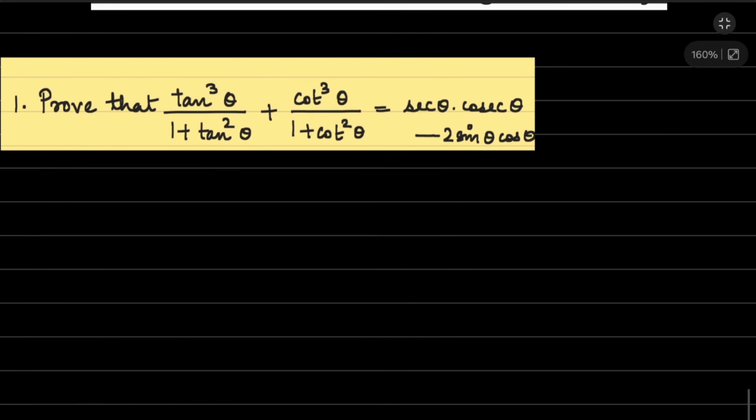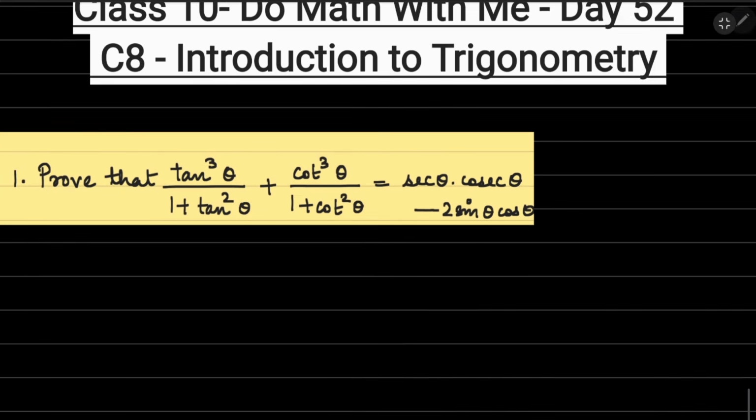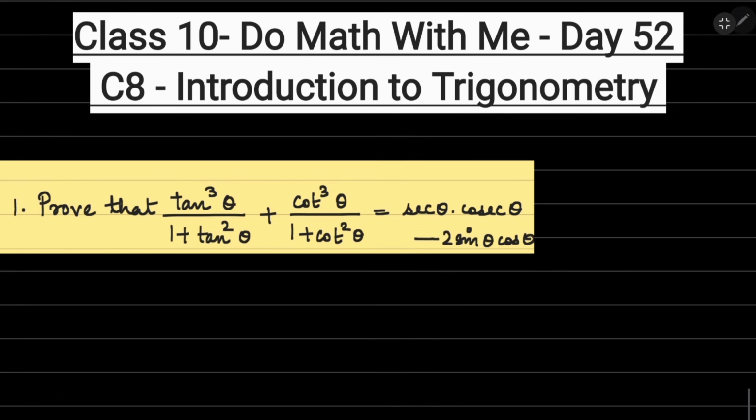Prove that tan cube theta by 1 plus tan square theta plus cot cube theta divided by 1 plus cot square theta equal to secant theta multiplied by cosecant theta minus 2 sine into cos.